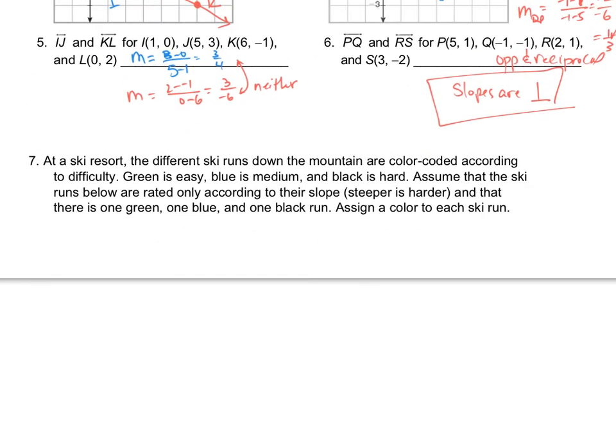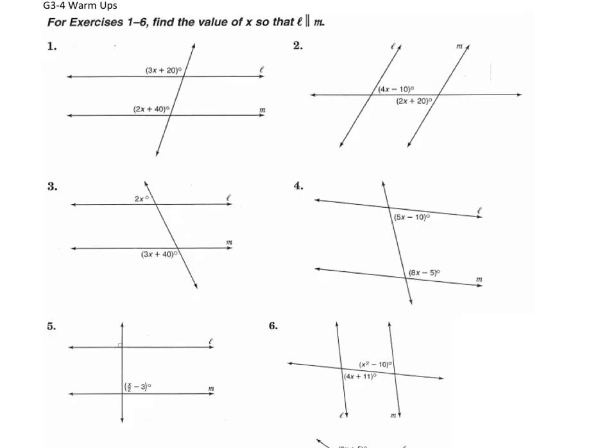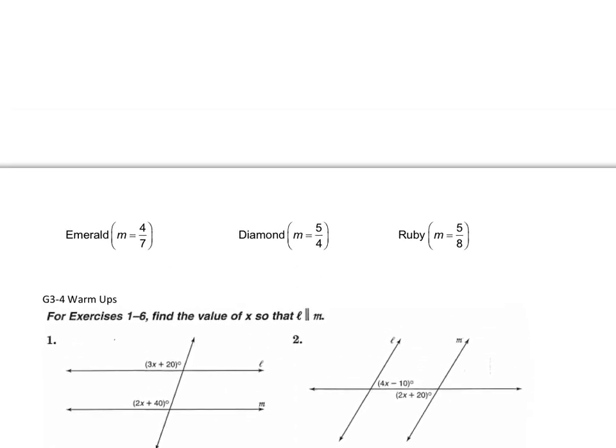All right, let's take a look at this last question. At a resort, the different ski runs down the mountain are color-coded according to the difficulty. Green is the easiest, blue is the medium, and black is hard. Assume that the ski runs below are rated only according to their slope, steeper is harder, and that there is one green, one blue, one black. Assign a color to each ski run. Okay, so that's talking about these questions right here.